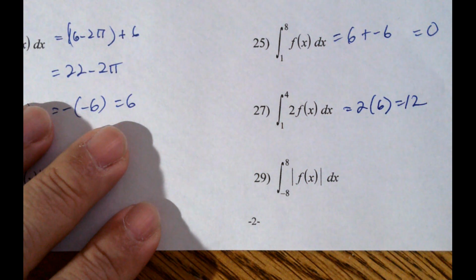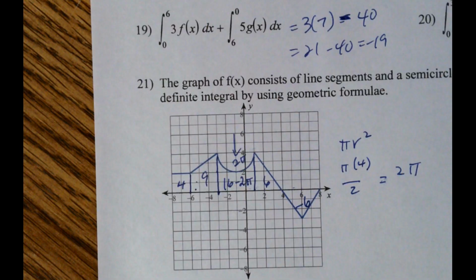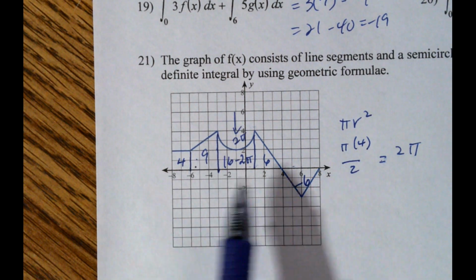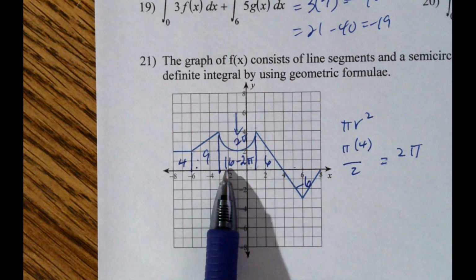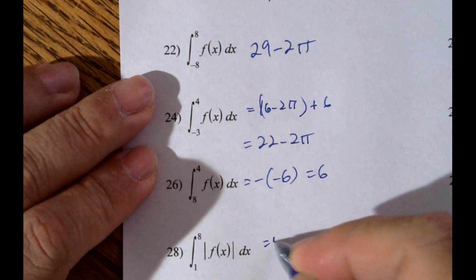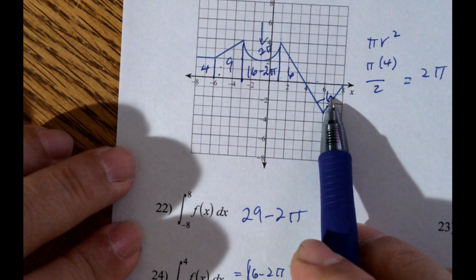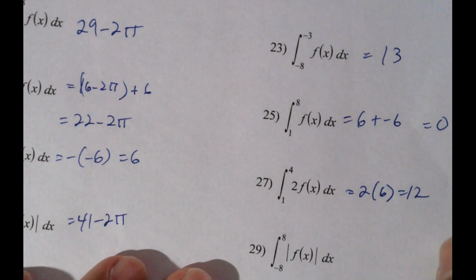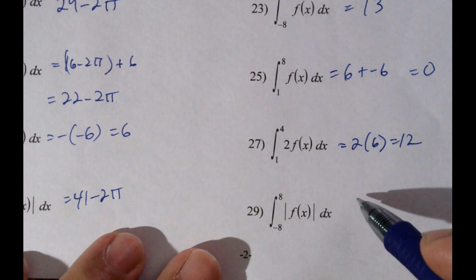Okay, and then 28. We're going to do 1 to 8 absolute value. So we want to take positive values of all of this. So that's 4 plus 9 is 13, plus 12 is 25, plus 16 is 41. So 41 minus 2 pi. Basically, you just want the positive version of that and then add it to all of those. So it's simply not adding 6, you end up adding 12. And here, absolute value. And I did the wrong problem.